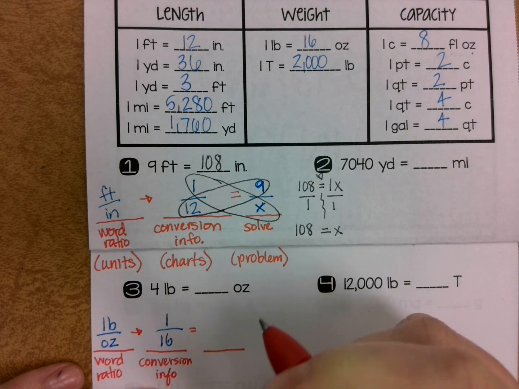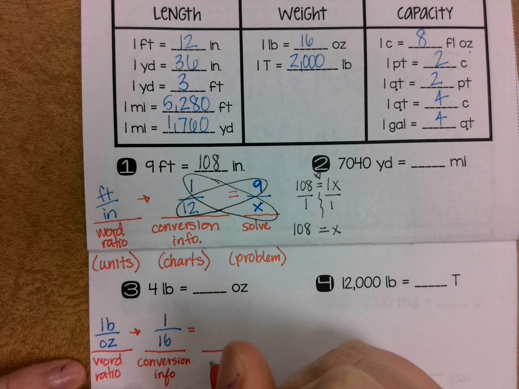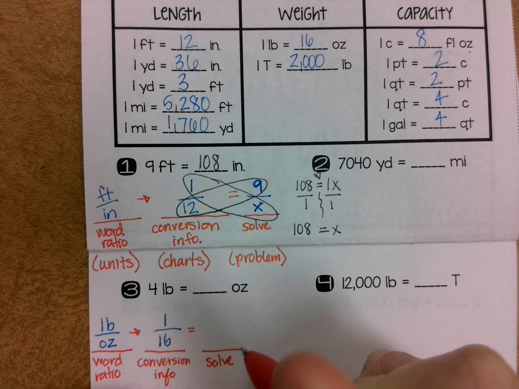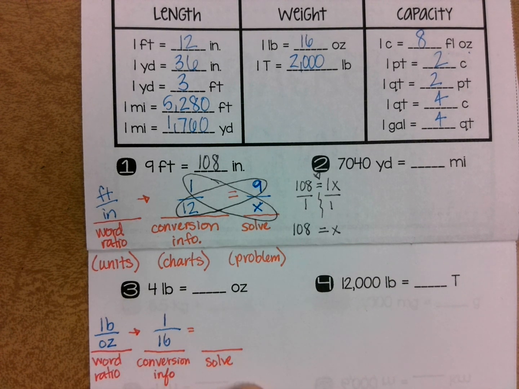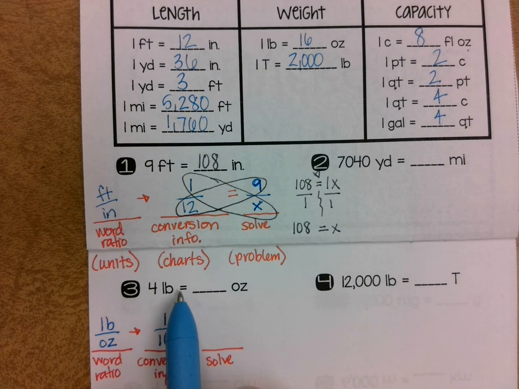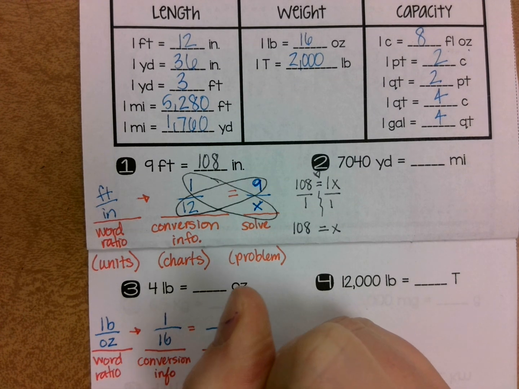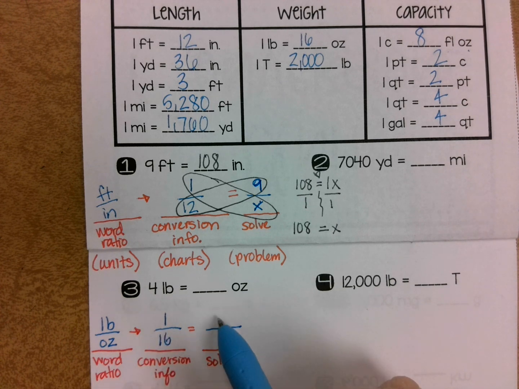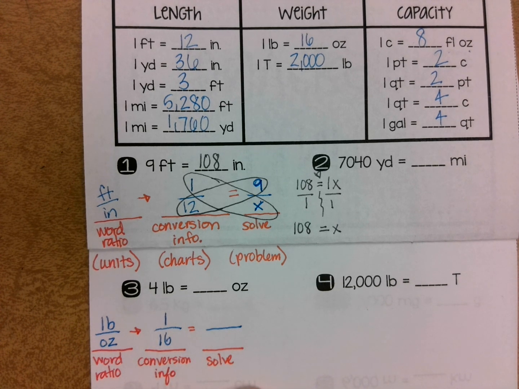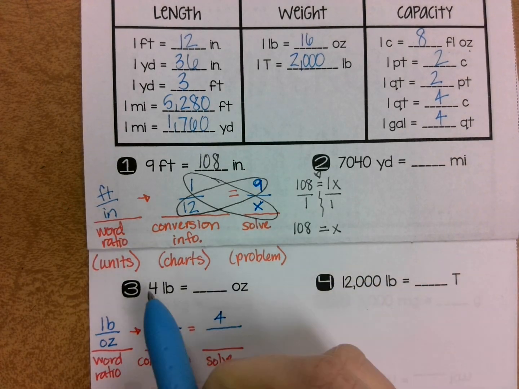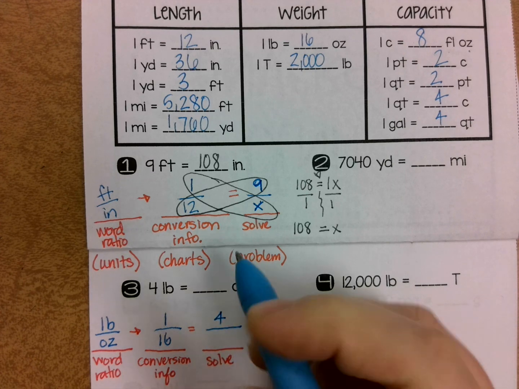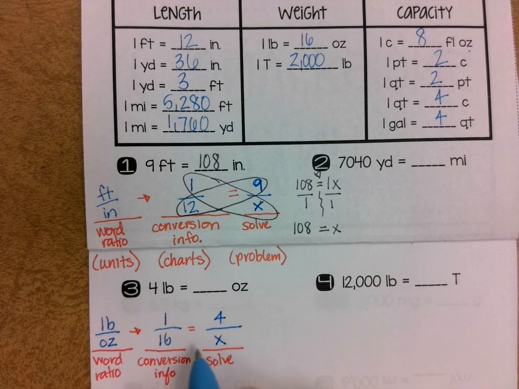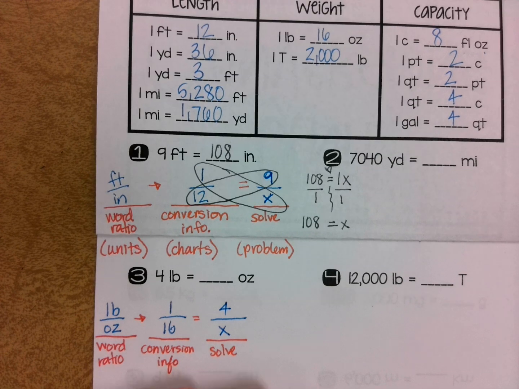Our last ratio, our last bit of our proportion, is what we're trying to solve for. And again, that information comes from the problem. So our problem here is 4 pounds is equal to how many ounces? So is that 4 going to go on top or bottom? That 4 is going to go on top because 4 is with the pounds. All my pound numbers are on top. We don't know the ounces, so that's going to be on the bottom because all my ounces are on the bottom.